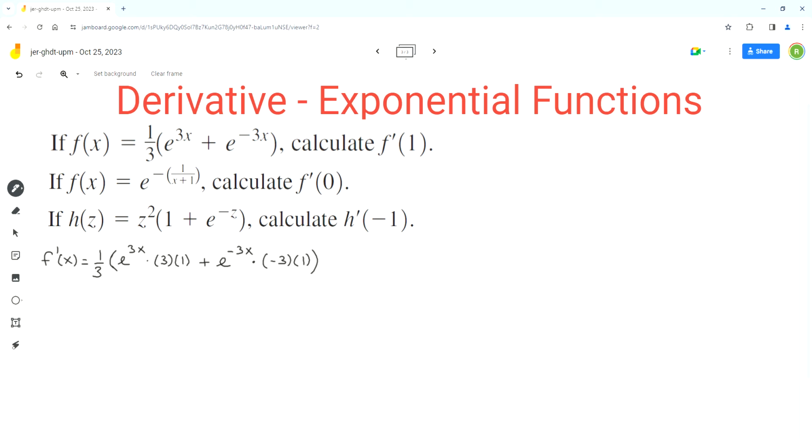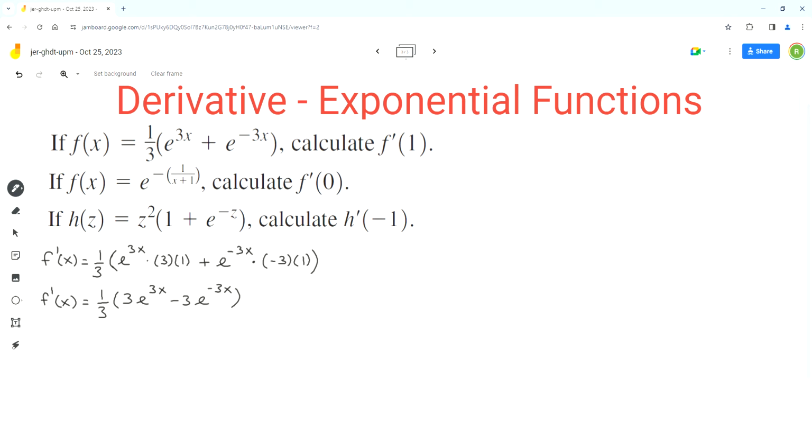Now we can simplify this expression. So 1 over 3 and then parentheses. In the first part, 3 times 1 is 3. So we'll just get 3 e to the power 3x. And in the second part, we multiply negative 3 by 1. So we get negative 3 and then e to the power negative 3x. And close the parentheses. Now we have to find the derivative at x equals 1.